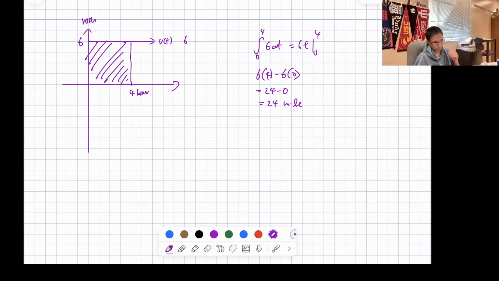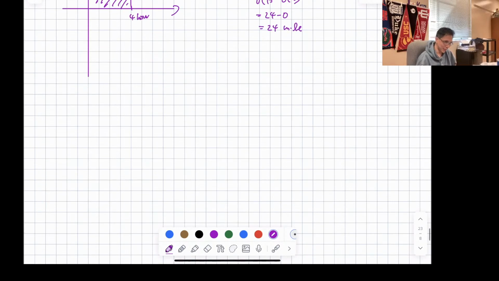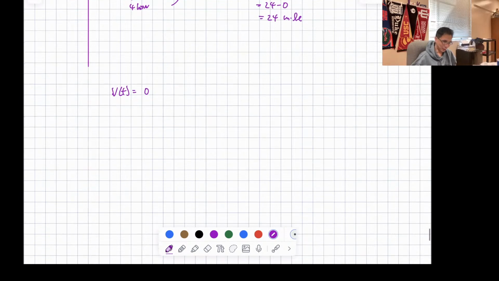Okay, so that's a velocity graph. Sometimes we give you a velocity graph and ask you to look for different things. So first of all, let's analyze the velocity graph. Let's say velocity equals 0. Let's assume we have some type of particle, and Eli is a particle. This means the particle is at rest when v of t equals 0.